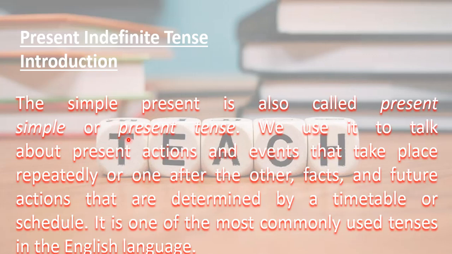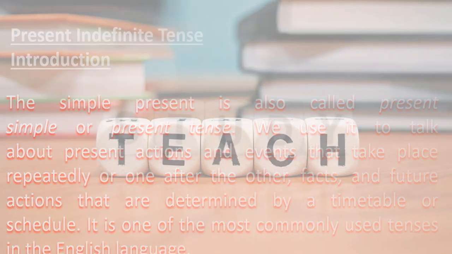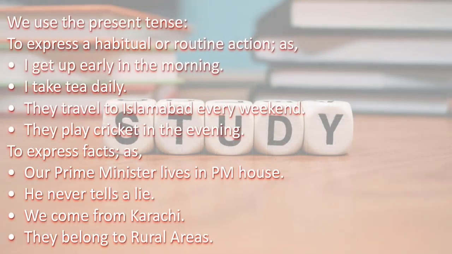First of all, introduction. The simple present is also called present simple or present tense. We use it to talk about present actions and events that take place repeatedly or one after the other, facts, and future actions that are determined by a timetable or schedule. It is one of the most commonly used tenses in the English language.